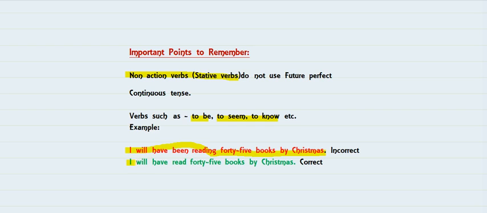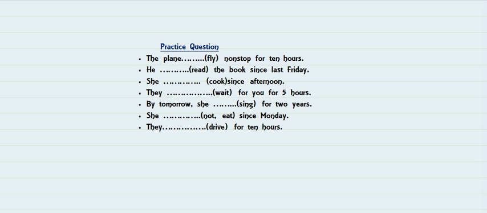So the correct form would be, I will have read 45 books by Christmas. That is the correct way to use a stative verb in the future continuous form. So this is one important point which you need to remember. So that's all for the future perfect continuous tense. You can attempt these questions and this will surely help you to grasp the concept in a better way. And I'll leave you the answer for these in the next video.